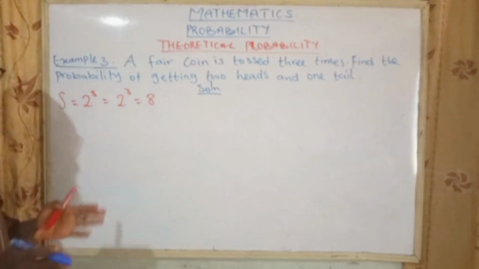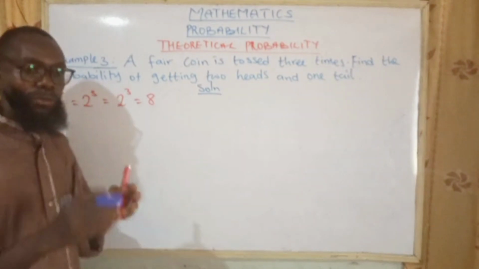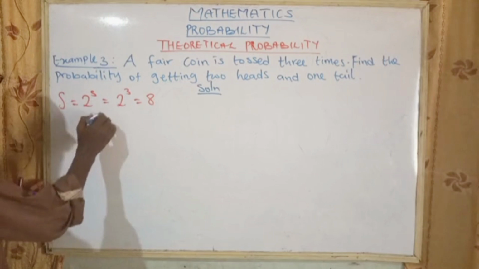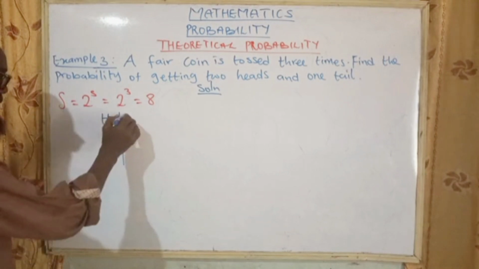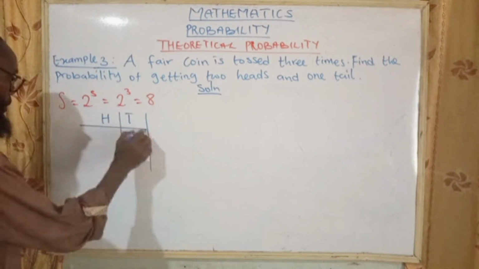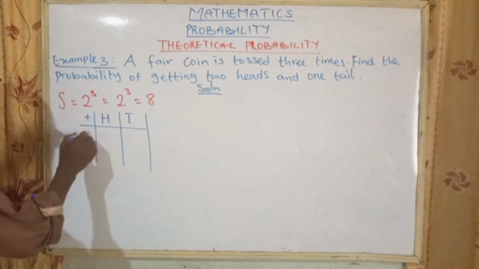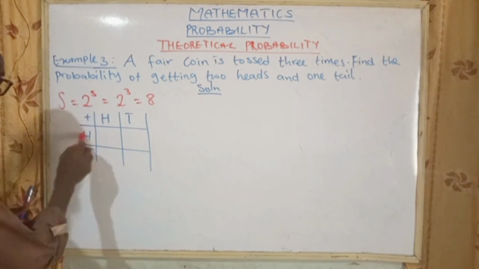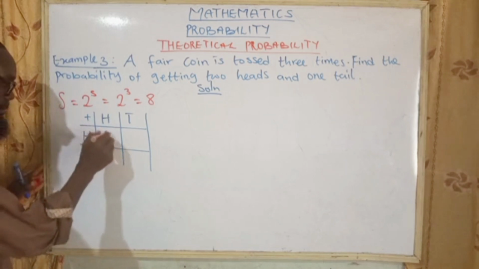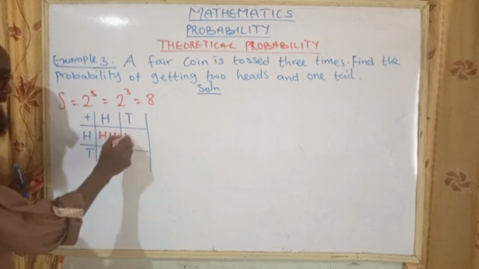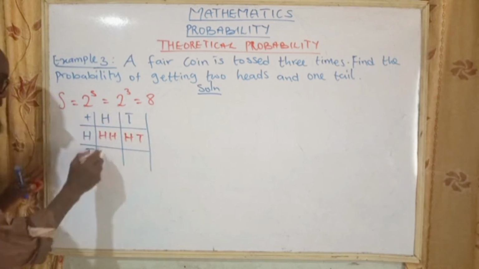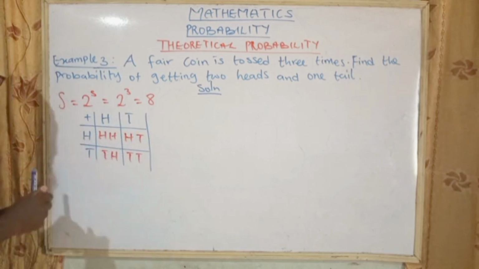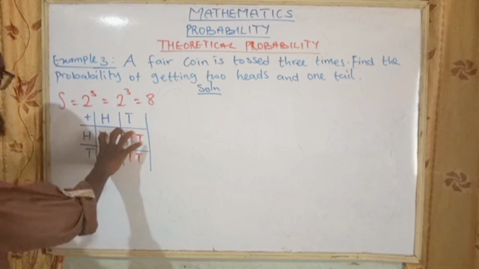Let's first of all add the 2 faces together, head, tail, and head, tail. We have head and tail, then plus head and tail. So we have head, head, with this one head, tail, with this tail, head, with this tail, tail. So the sample space that we have here, they are in this box.